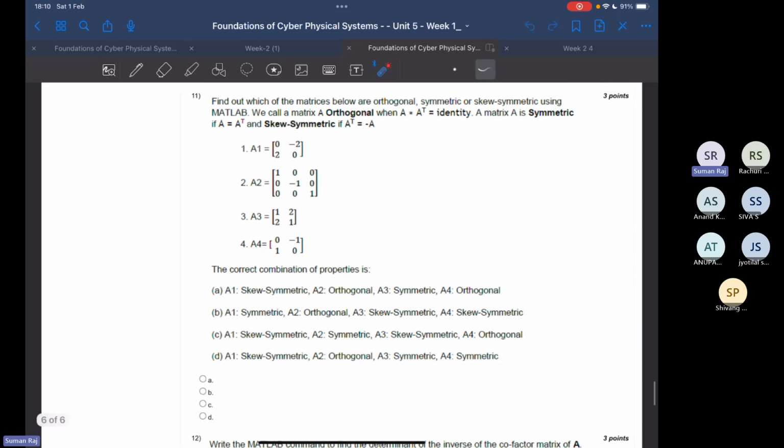This question says find out which matrices below are orthogonal, symmetric, and skew symmetric. Symmetric means that A is equal to A transpose. You have skew symmetric here, and then you have orthogonal also. So you are saying that there are two possible correct options. I cannot reveal the answers because the assignment due date is later, not right now. But let me see what can be done.